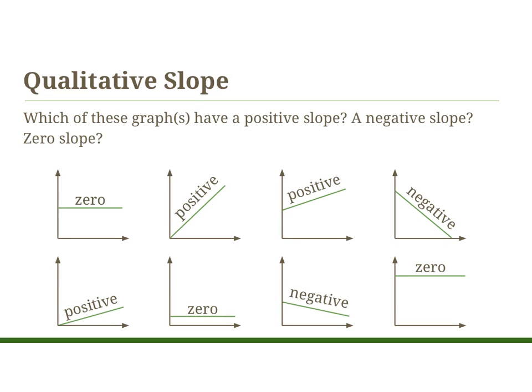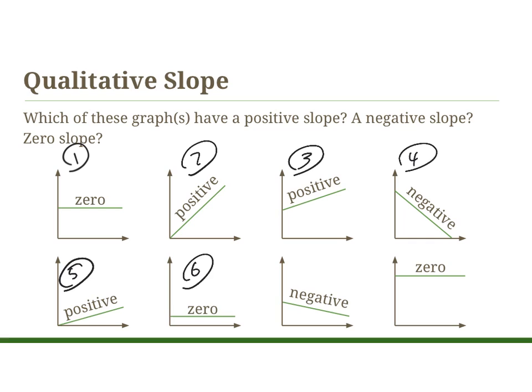So here we go. The first one is zero slope because the line is flat. The second one is positive, and the third one is positive. The fourth one is negative because it's going down. The fifth one is positive. The sixth one is zero slope because it's flat. The seventh one is negative, and the eighth one is zero.